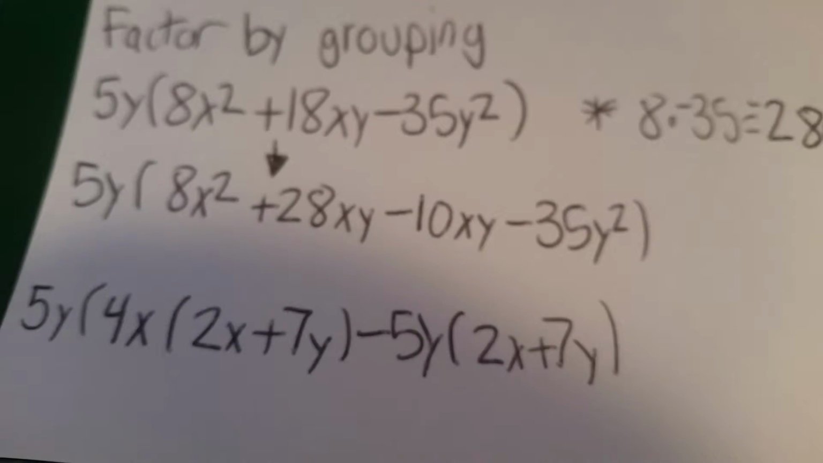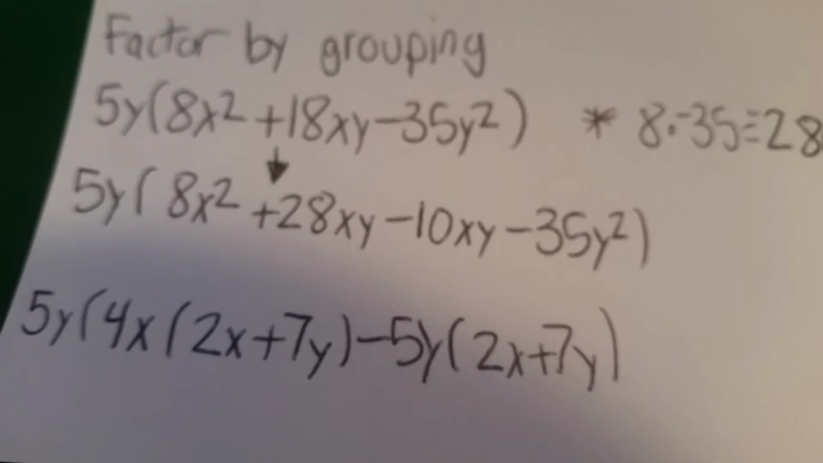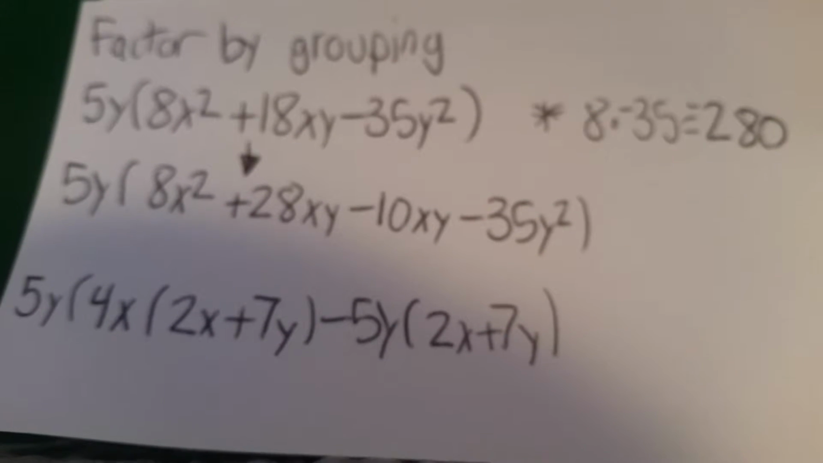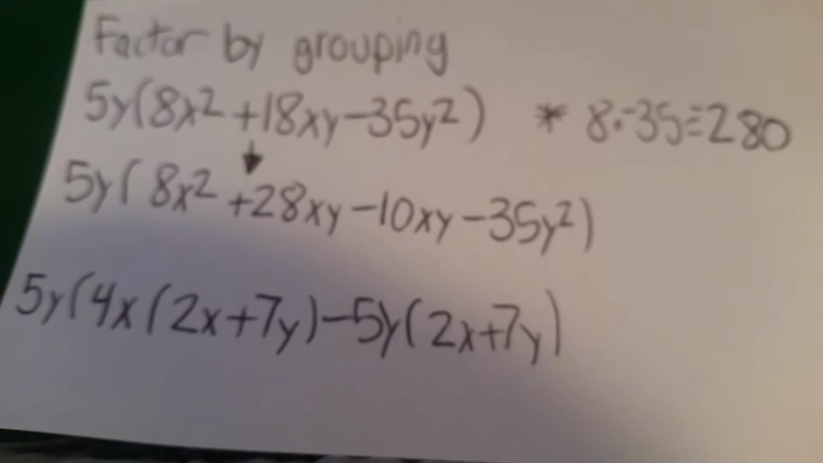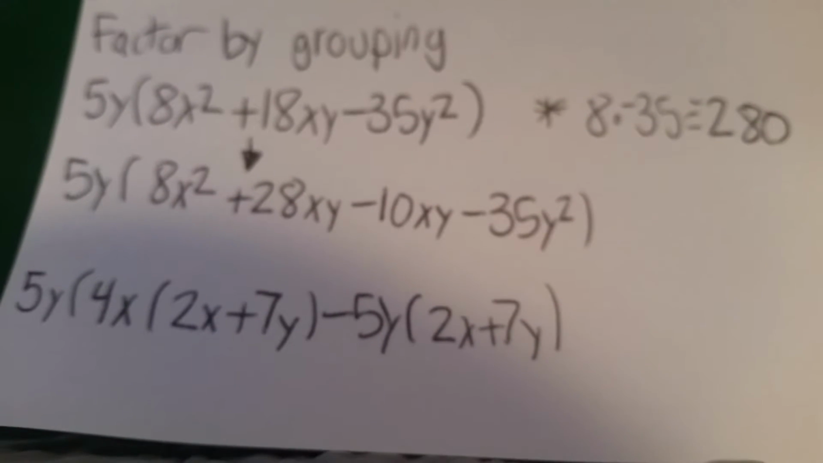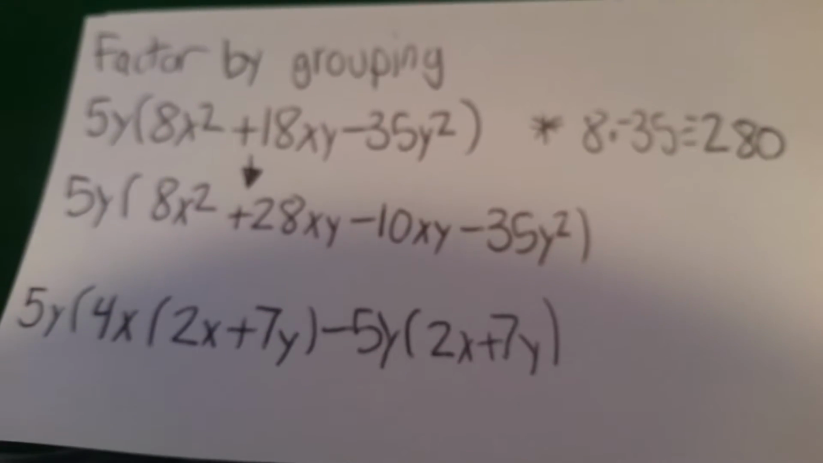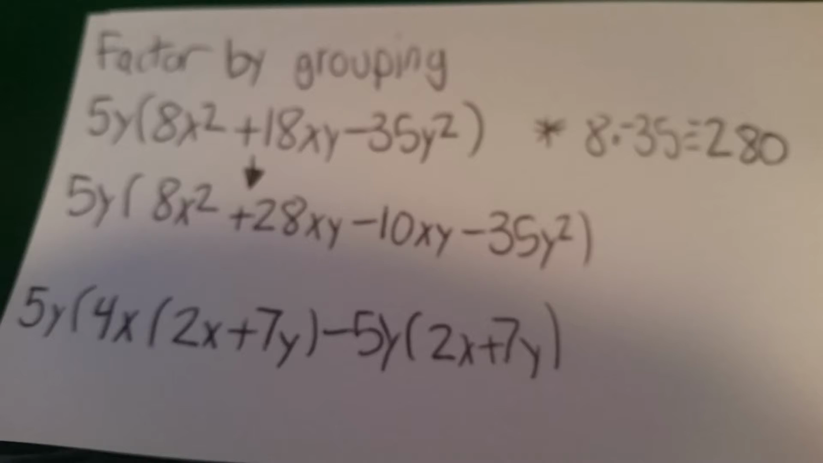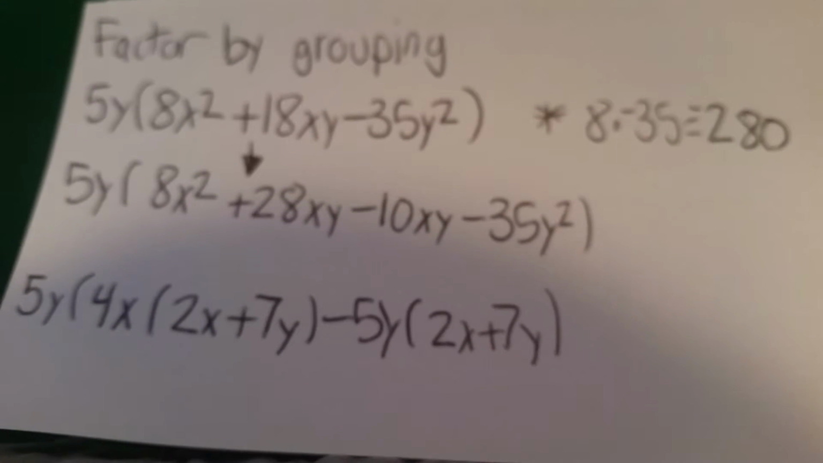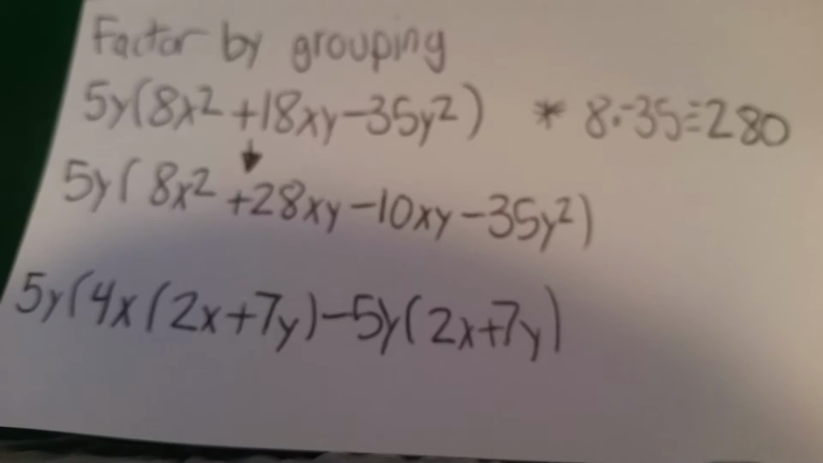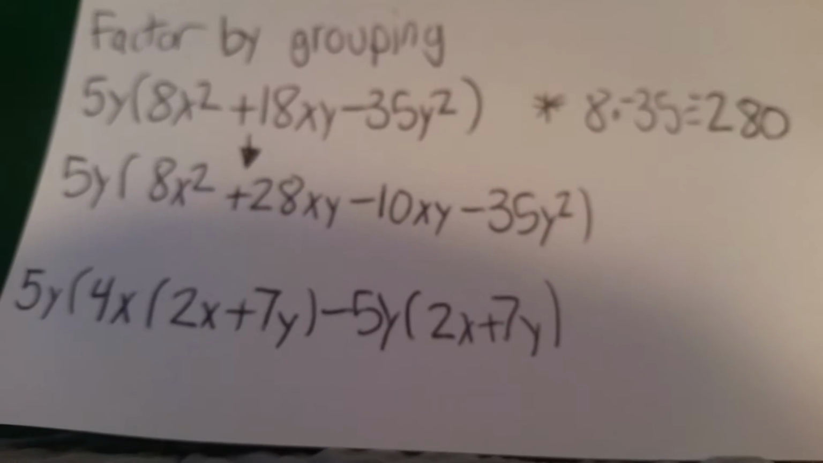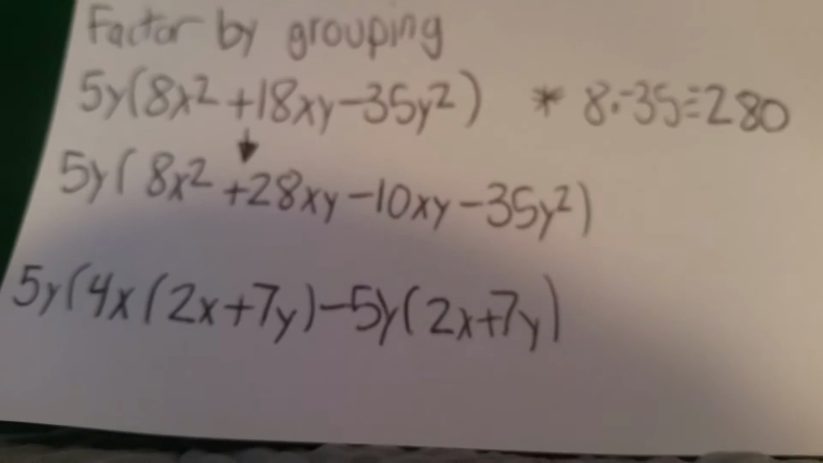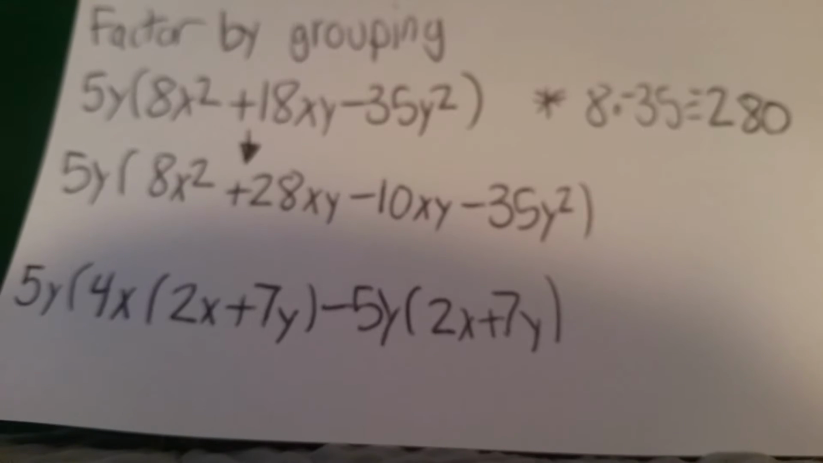The first step is you would multiply the 8 times the negative 35, which takes you to negative 280. Why you get the negative 280 is because you're trying to figure out a number that multiplies to negative 280 but adds up to 18. So I figured out that 28 and negative 10 multiply to negative 280 but add up to 18. So you would just replace those two numbers for the middle variable. So it would be negative 5y parentheses 8x squared plus 28xy minus 10xy minus 35y squared.